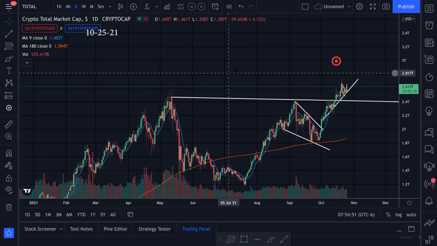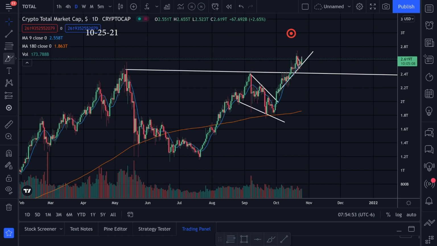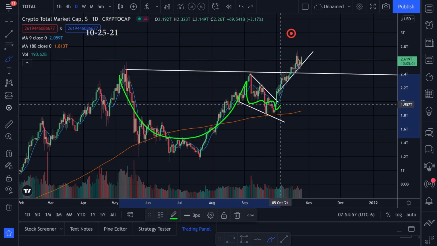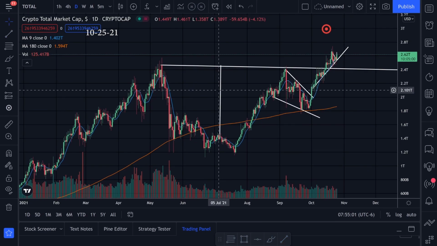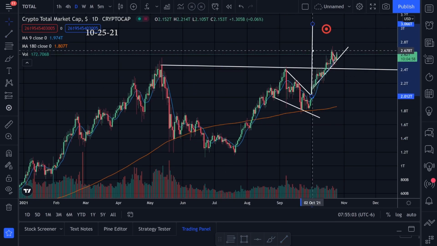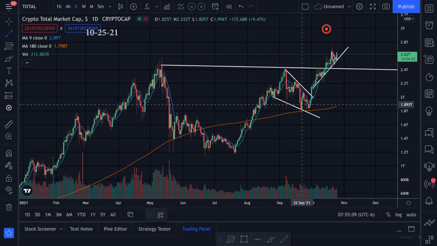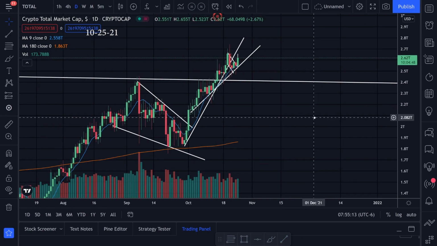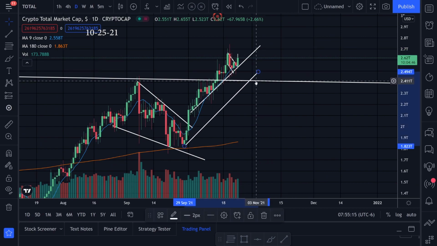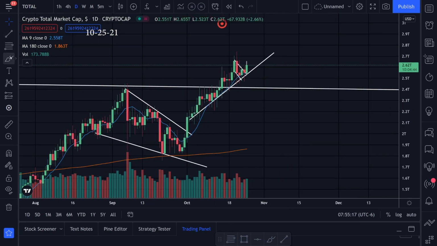Okay, so if we jump over to the total crypto market cap, here's what I've been looking at. We had this cup and handle pattern. I was dragging from the top to the bottom of the cup and handle, dragging that to the breakout, and we were looking at a target of approximately 3 trillion. We had an uptrend going like this, and we broke that, kind of going sideways, similar to Bitcoin.